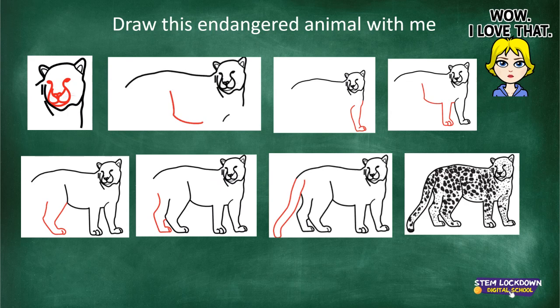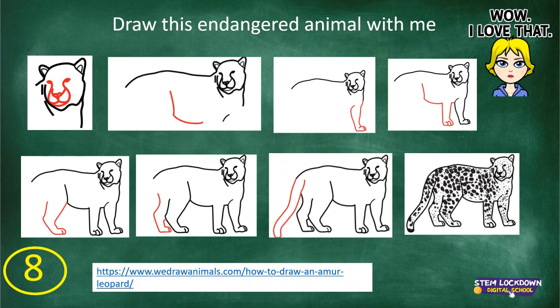Know what endangered animal that is? We heard about it in the video on Monday. It is the Amur leopard. There's only a few left in the world, about 450 in the world. Give yourself 8 marks for that one, if you did your 8 stages. Good. Did you get that?